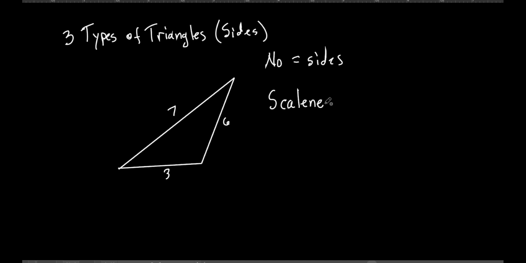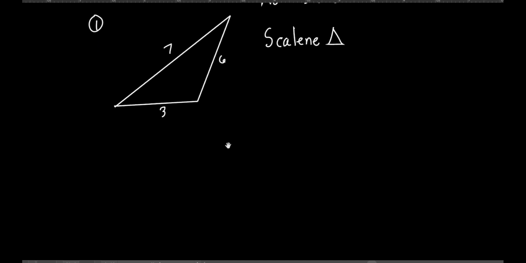All right. So we call this a scalene triangle. Scalene is just a weird name. It just means none of the sides are equal to each other, okay? So if no sides are equal, we call it scalene. We don't really deal with scalene very often, but it's good to know if none of the sides are equal. So that's one, right? There's 3 of them. That's one of them. Let's do another one.